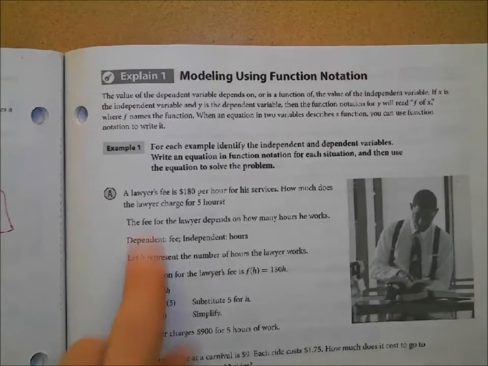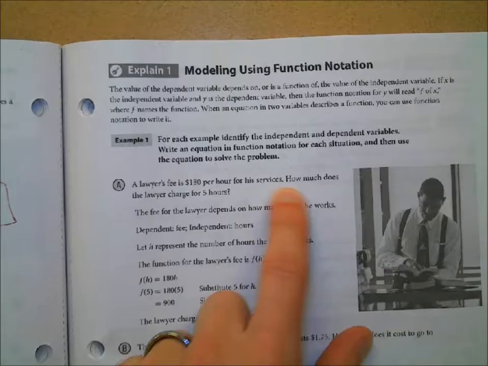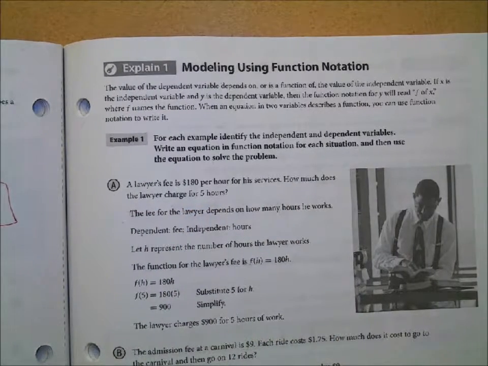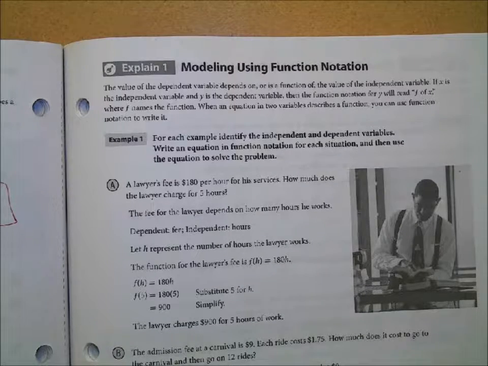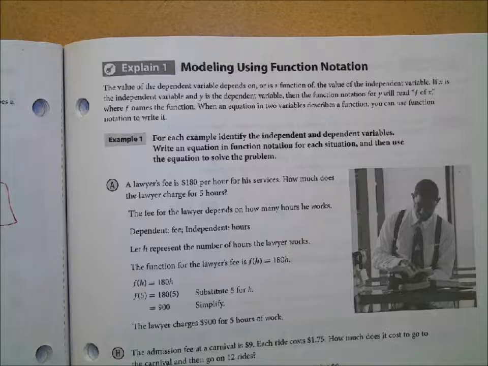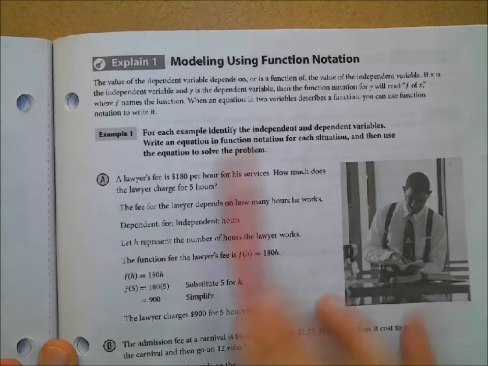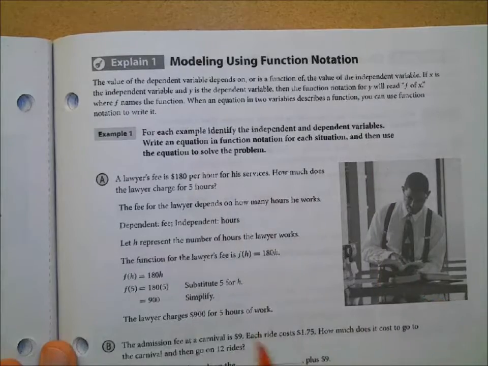A lawyer's fee is $180 per hour for his services. How much does the lawyer charge for 5 hours? Now look, guys, I know that you know what to do here. If the lawyer's fee is $180 per hour, and we want to know how much he'll charge for 5 hours, what should we do here? Multiply 5 by 180. Yeah, multiply, right? But the directions don't say just give the answer. The directions say identify the independent and dependent variables, write an equation in function notation for each situation, then use it to solve the problem.